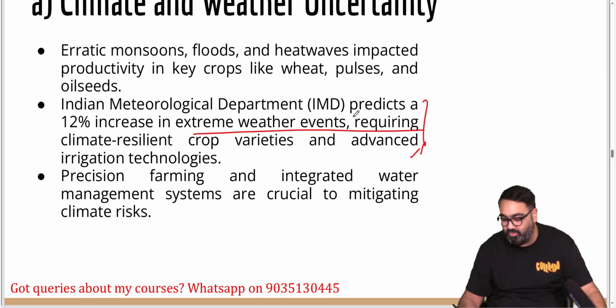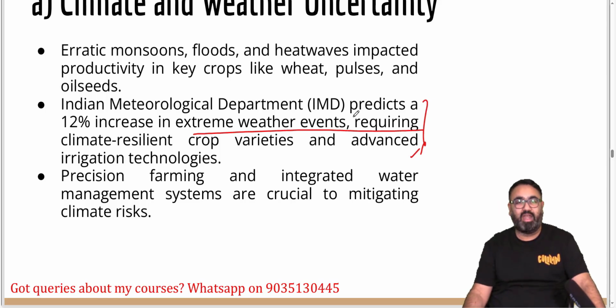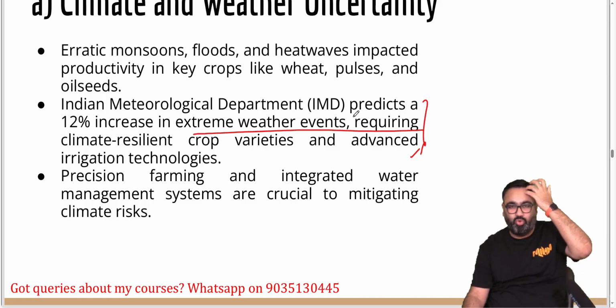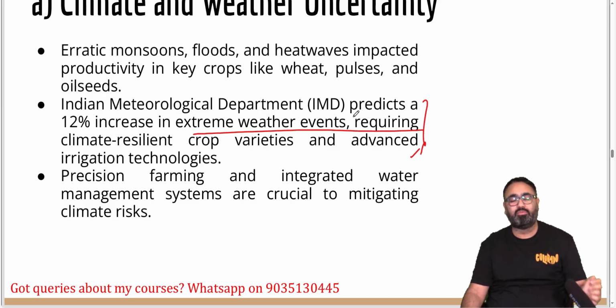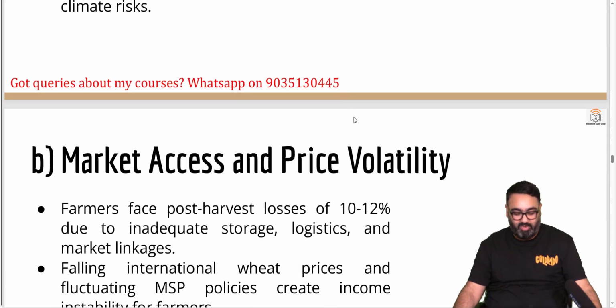That means that we have to do a lot of research in introducing new varieties of crops that are drought resistant, that don't require a lot of water, or can survive in flood-like situations. So that is a big concern. A lot of research and development is going into how to make crops that are resistant to these erratic weather conditions. It's not an easy thing, it requires a lot of money, but the government is working towards that.